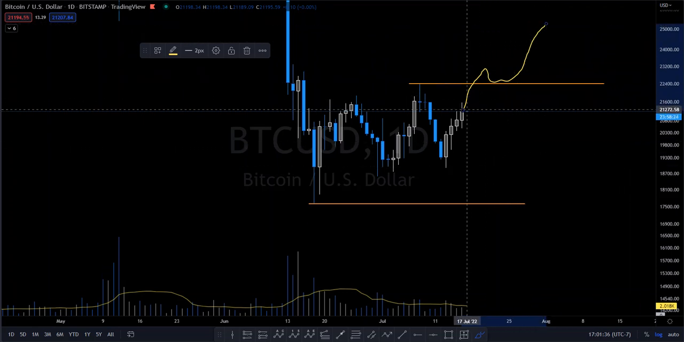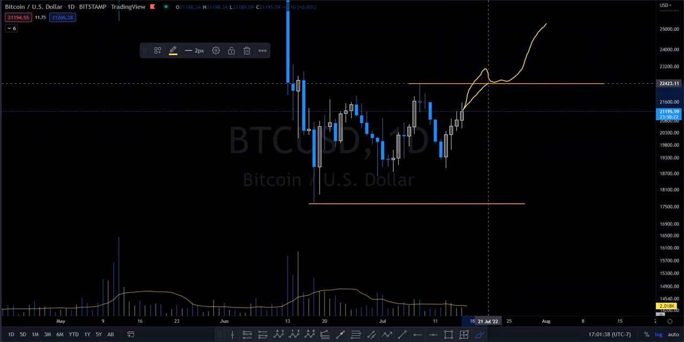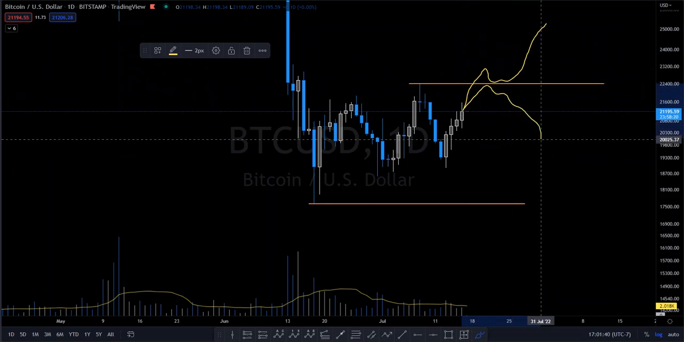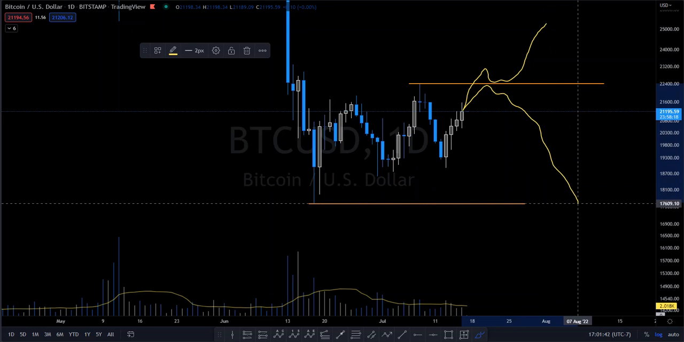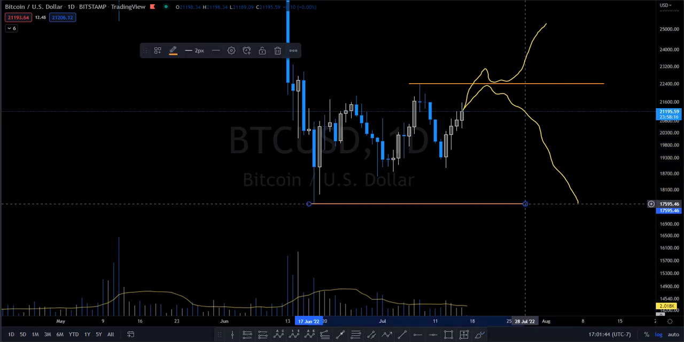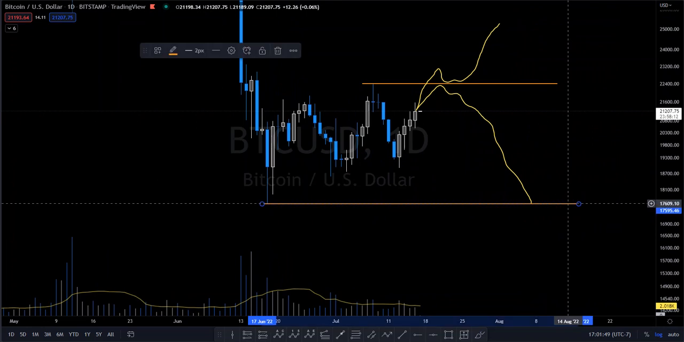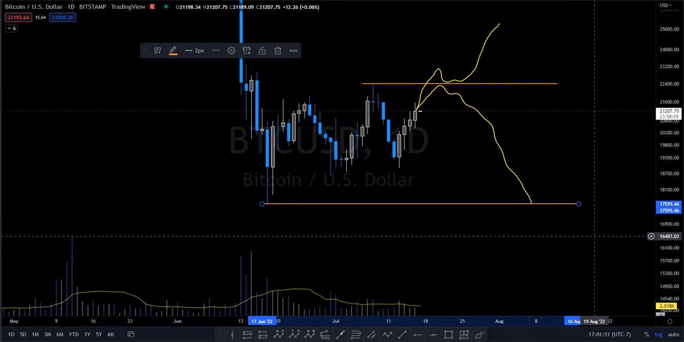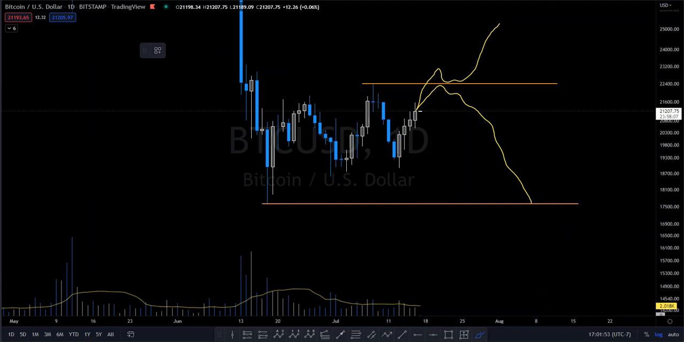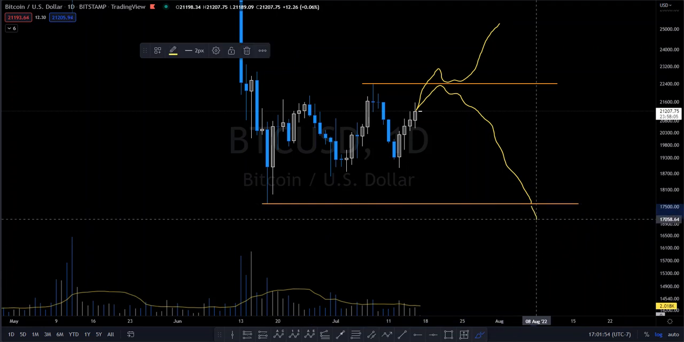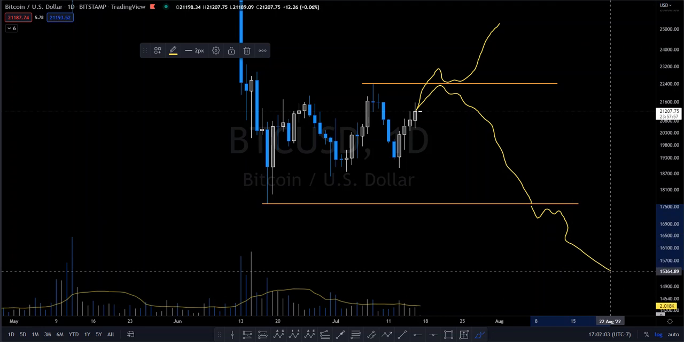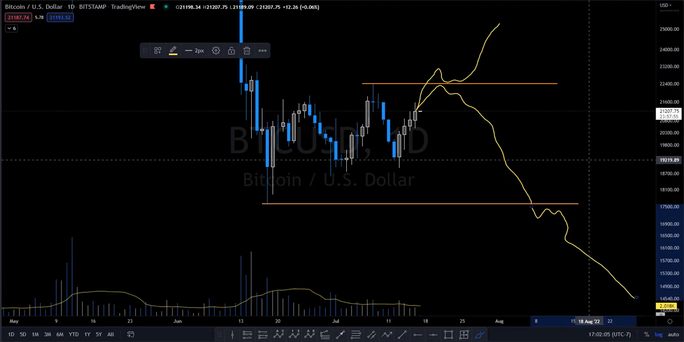But if the price cannot break this resistance and starts going down, the first important area would be this trend line here, this level at $17,600. And if price can break down these levels and stay below it for a few 4-hour candles, then we can say this is a valid breakdown and probably we can see lower prices.